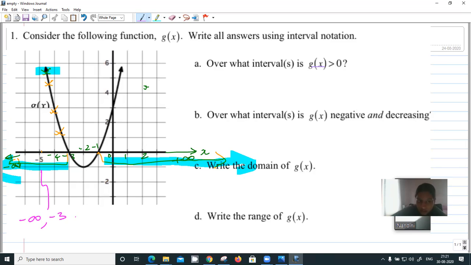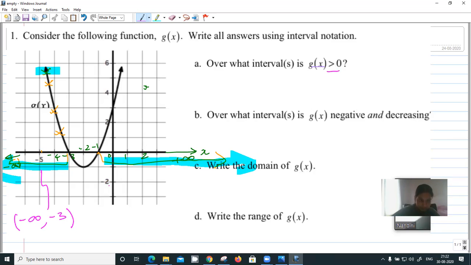What sort of bracket is this, curved or square? Curved. Yes, because it is greater than 0. If it were equal to 0, it would be a square bracket. Since here it is greater than 0, -3 is not included.